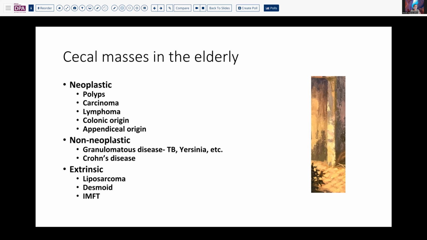Likewise, Crohn's disease, either as a de novo presentation in an older patient, rather unusual but not impossible, should also be on your differential. And then, of course, there are various extrinsic masses which can masquerade as primary tumors in this location: liposarcomas, desmoid tumors, inflammatory myofibroblastic tumors, among others.